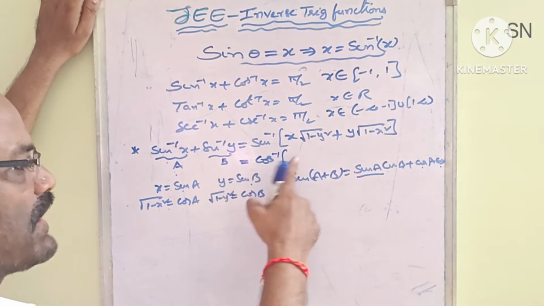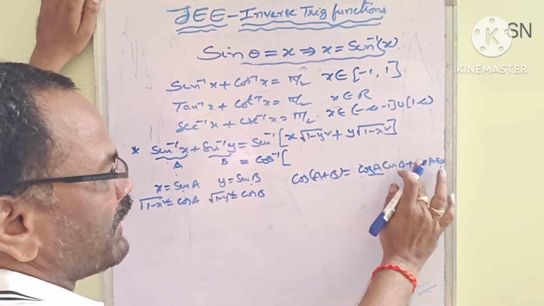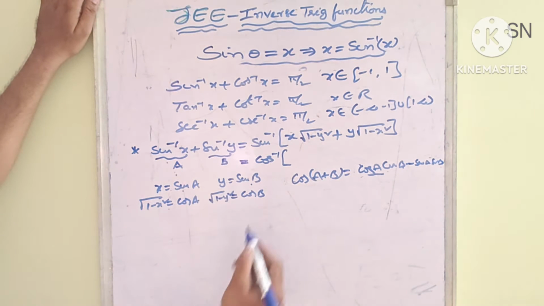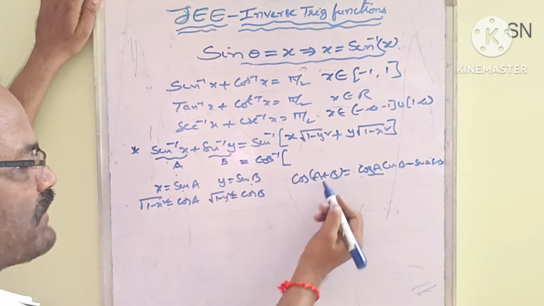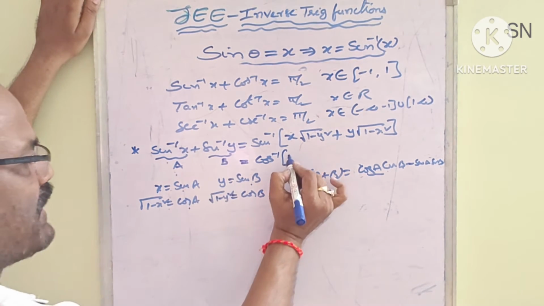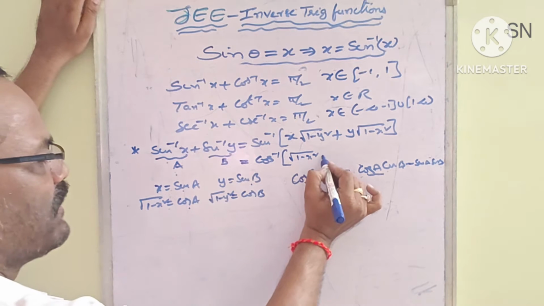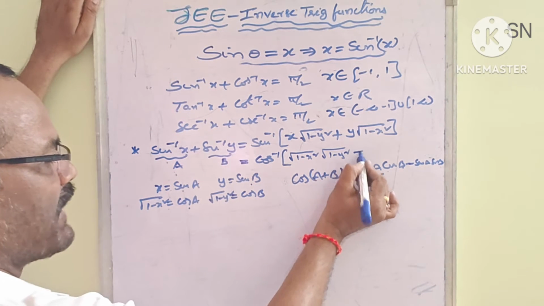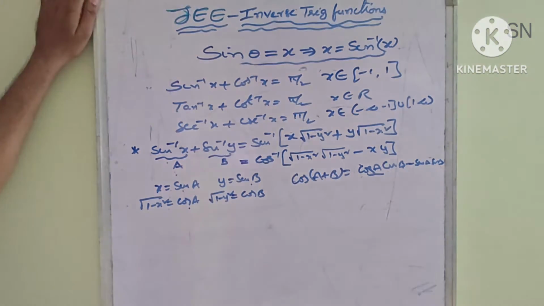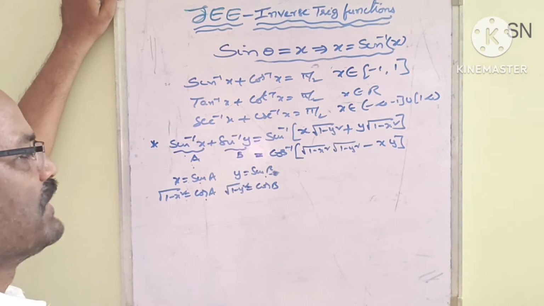For cos inverse, we know the cos of A plus B formula: cos A cos B minus sin A sin B. So cos inverse x plus cos inverse y is cos inverse of cos A, which is root over 1 minus x square, times cos B, which is root over 1 minus y square, minus sin A, which is x, times sin B, which is y, in terms of cos. Here it is minus, so cos of A minus B.